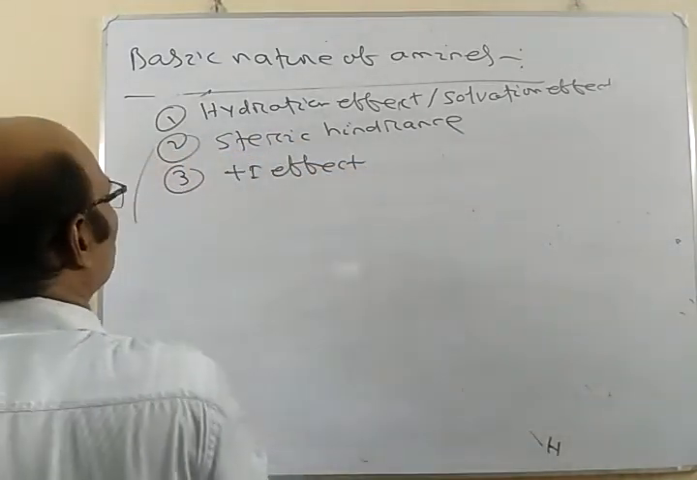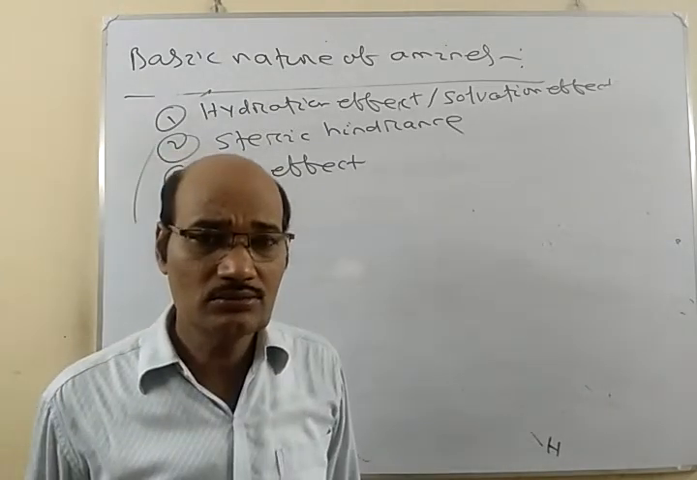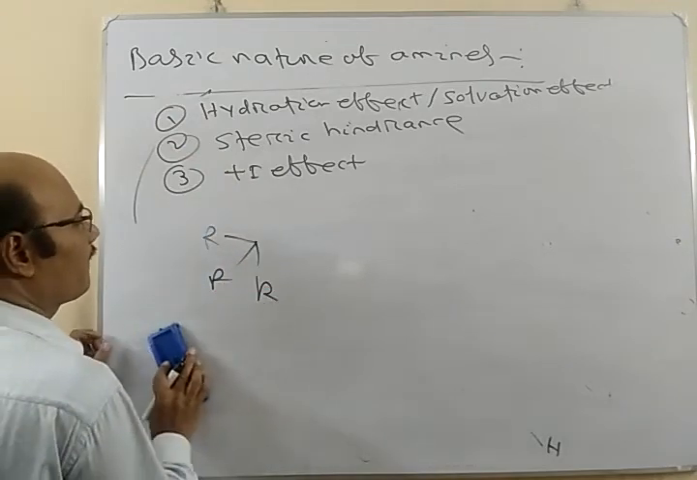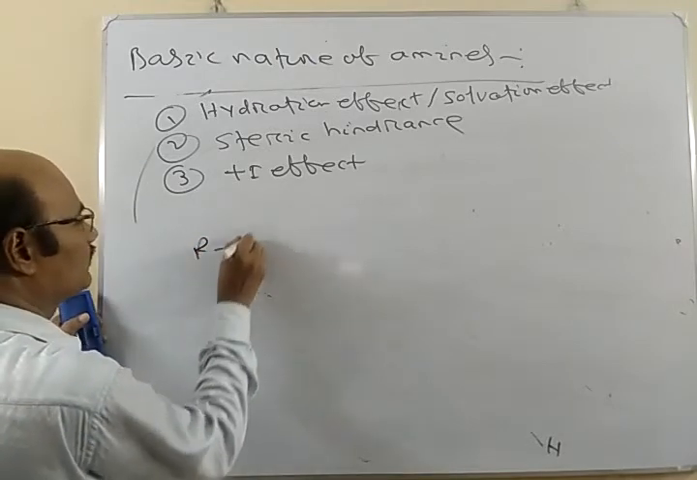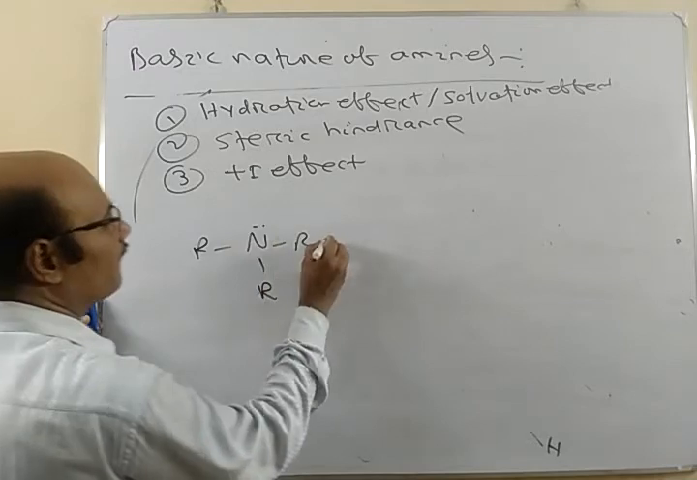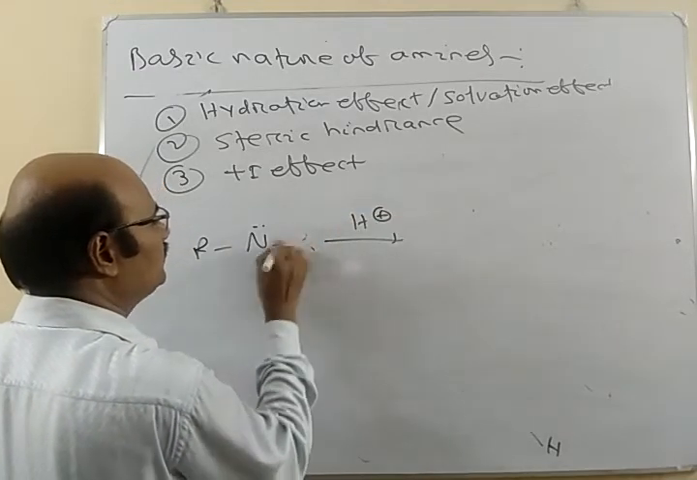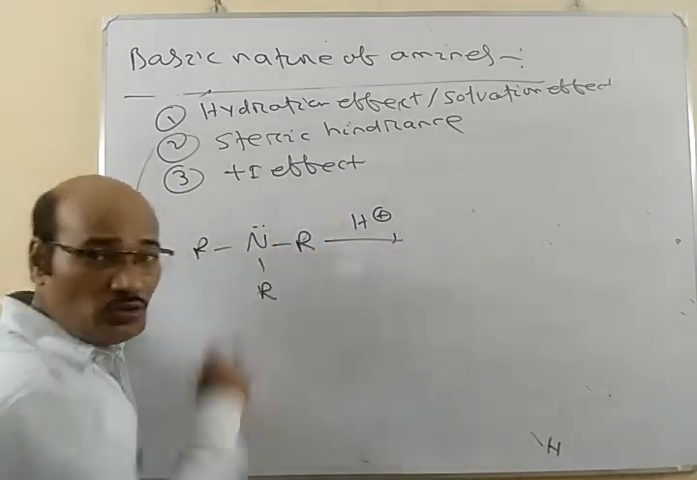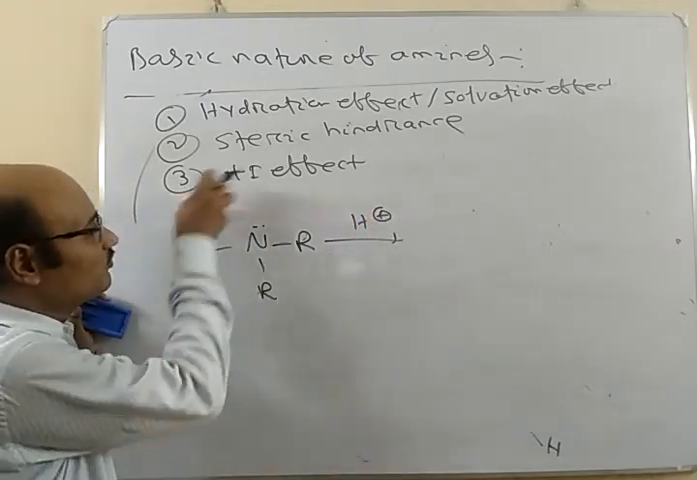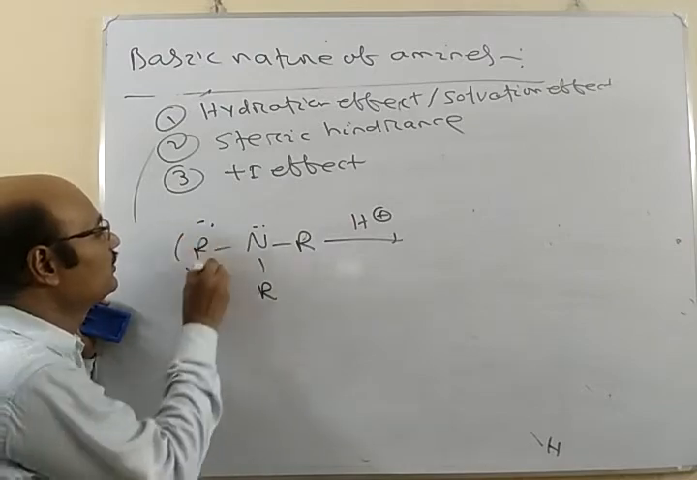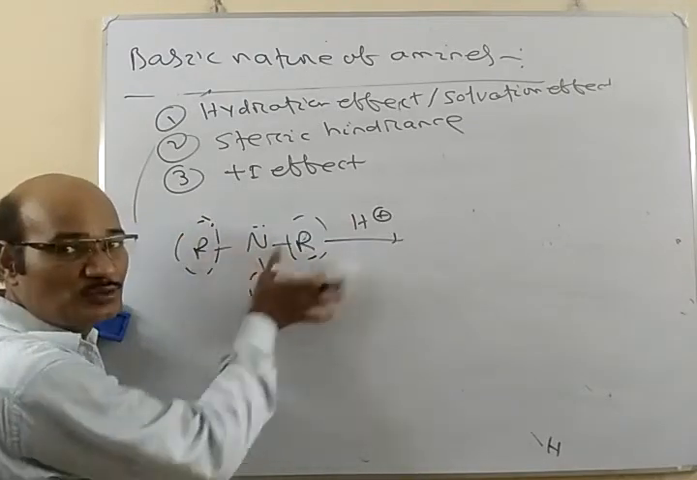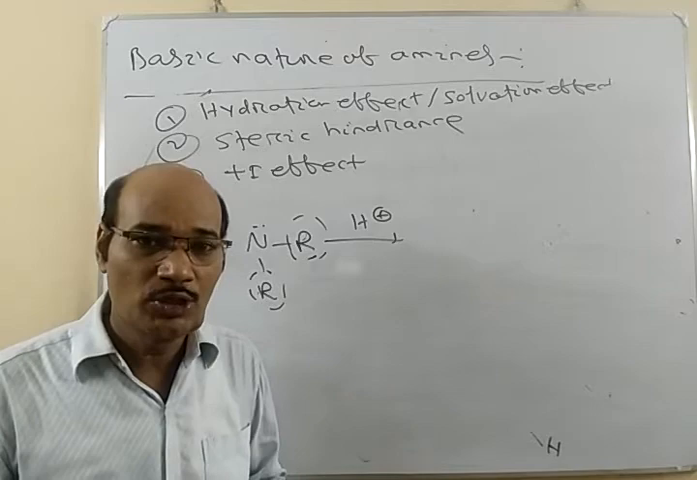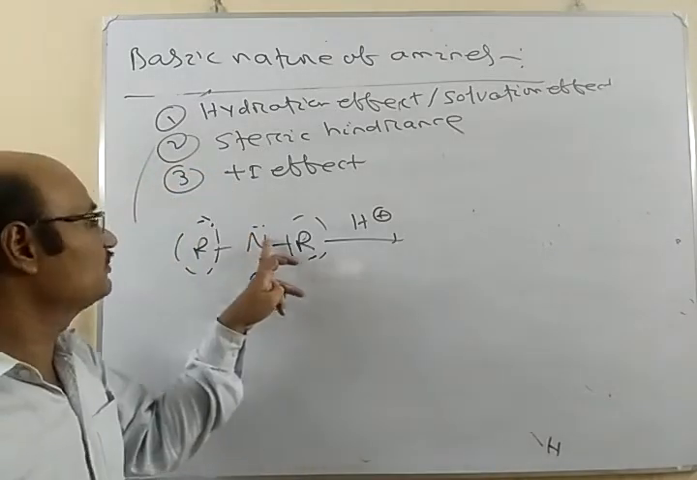Number two, the steric hindrance. What is steric hindrance? See, when I have the tertiary amine here, this nitrogen atom will take up the proton. The proton will come and attack here, but here we have already alkyl groups present. The alkyl groups already present on the nitrogen atom will not allow the proton to easily attach to this nitrogen.